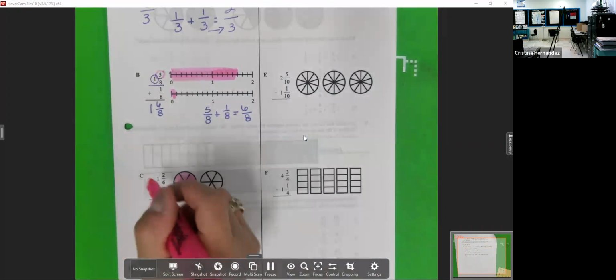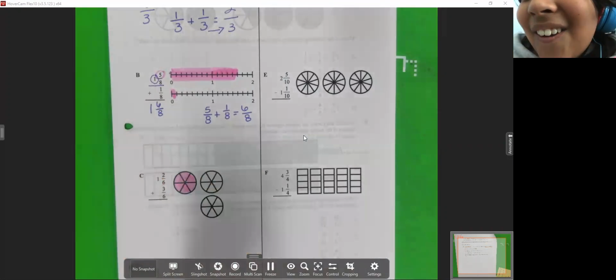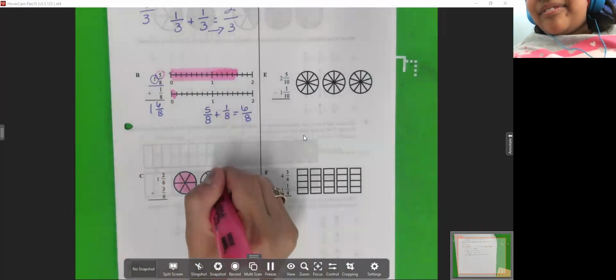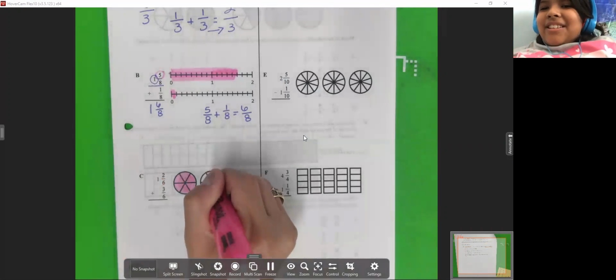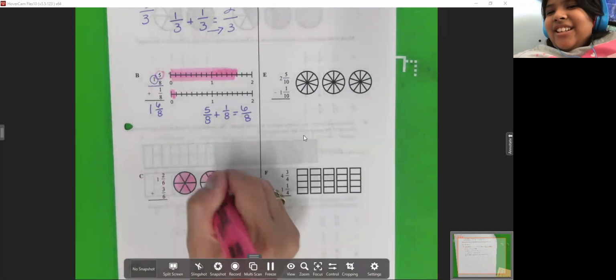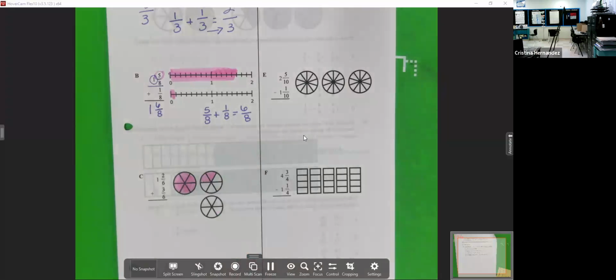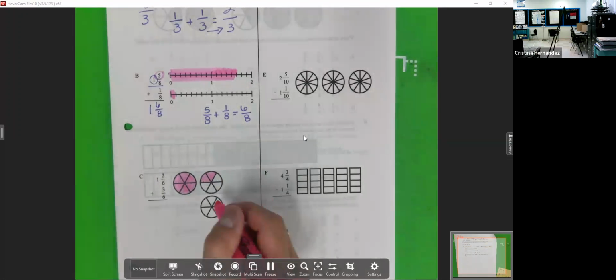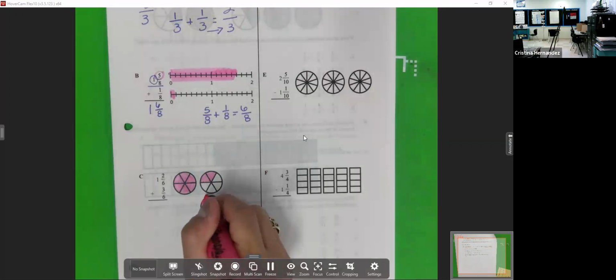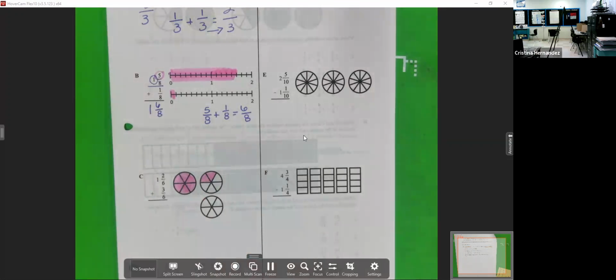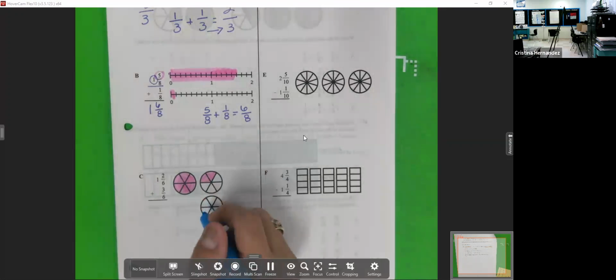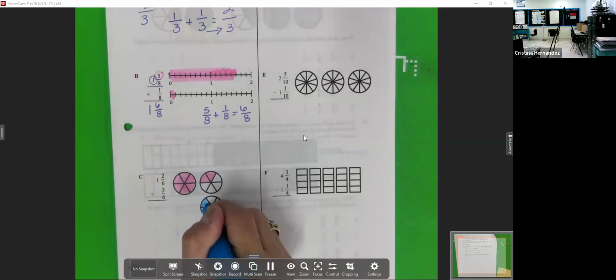Then what else am I going to shade in? 2. Then after that, you're going to shade in 3. Let me use a different color. Then I'm going to shade in 3.